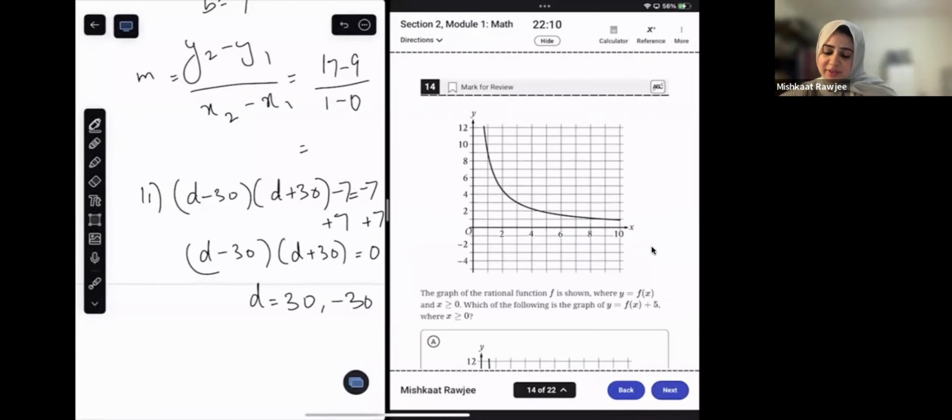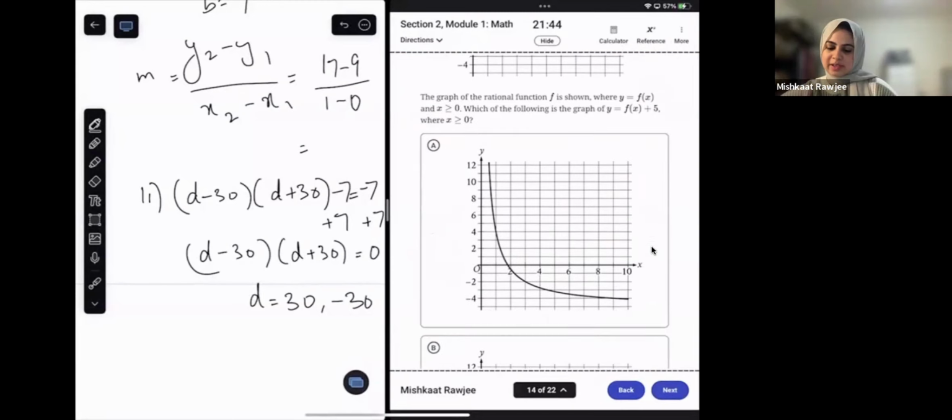The graph of this function is shown where y is equal to f of x. So this is f of x, which is the graph of y is equal to f of x plus 5. So when they say f of x plus 5, you're going up by 5. The x is not changing, so you're not moving to the right or the left. You're going up by 5 because it's saying plus 5. So you just have to look for something that's moving up by 5.